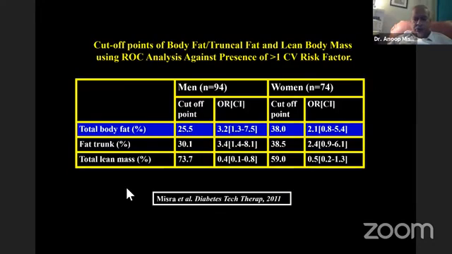Now, previous to that, we also worked using MRI and DEXA scan, multiple measures of obesity, and using more than one cardiovascular risk factor. We looked at what is the optimum cutoff for body fat. And look at this, 25% for men, which is similar to the Western population. Some of the people have worked on this, and for women, 38%, while 30 to 35 to 40% are various cutoffs in the Western population. We also looked at a fat trunk percentage cutoff and total lean mass cutoff, which is also given here. This was published in 2011.